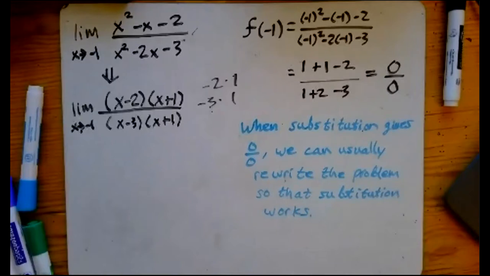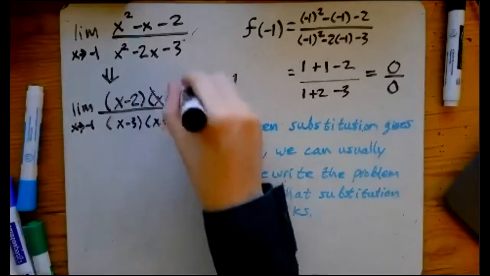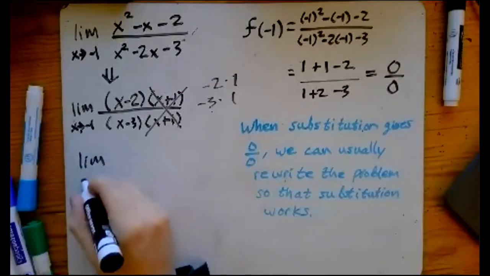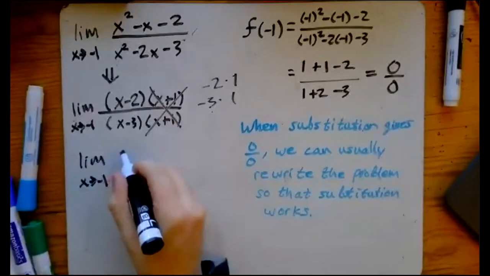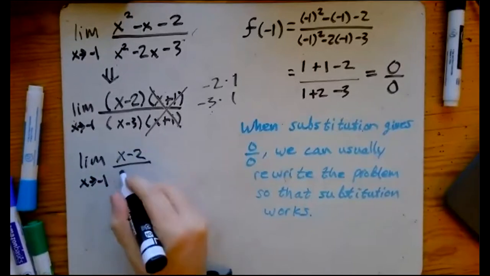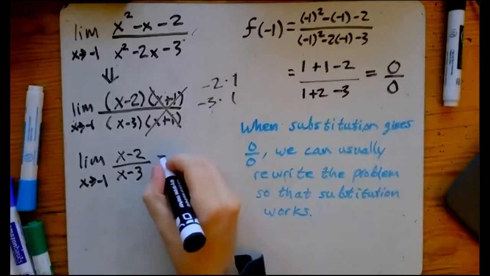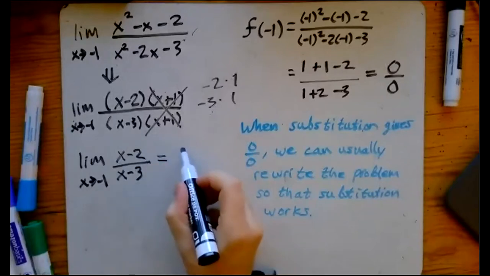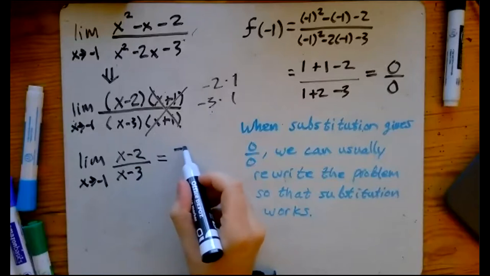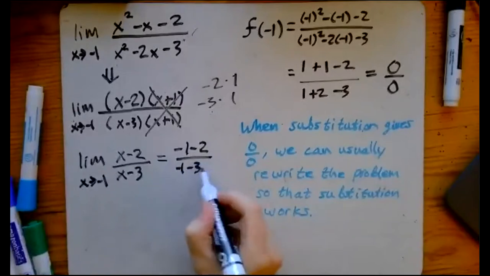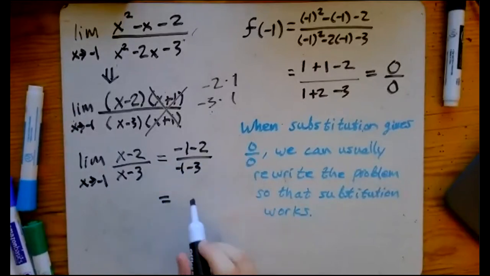We can cross out the x plus 1s, and we're left with the limit as x approaches negative 1 of x minus 2 over x minus 3. Now, can I substitute negative 1 in for this guy? Yep. I sure can. So what do we get? Negative 1 minus 2 on top and negative 1 minus 3 on bottom. Which is?